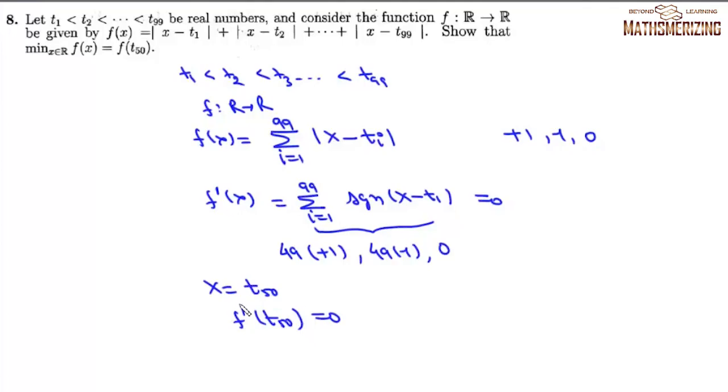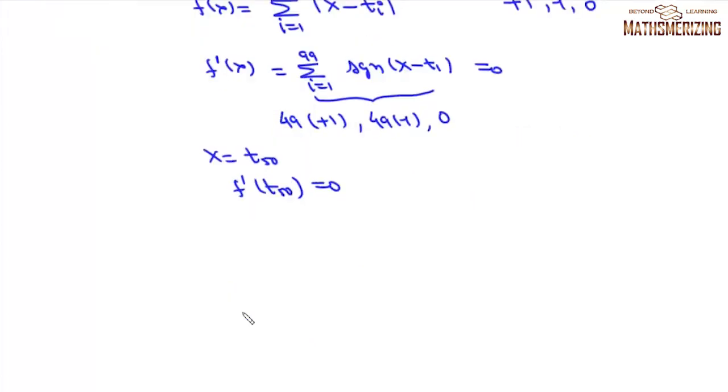Now we need to show that at this point it will be a minimum. Now if we find f dash T50 negative, then each of the signum functions from 1 to 49 of x minus ti will be a positive number. So the signum function will be plus 1, plus 1, plus 1, 49 times. So it will be simply plus 49. Now from 50 to 99, this expression will be negative. Now from 50 to 99, it will be minus 1 each. So it will be minus 50.